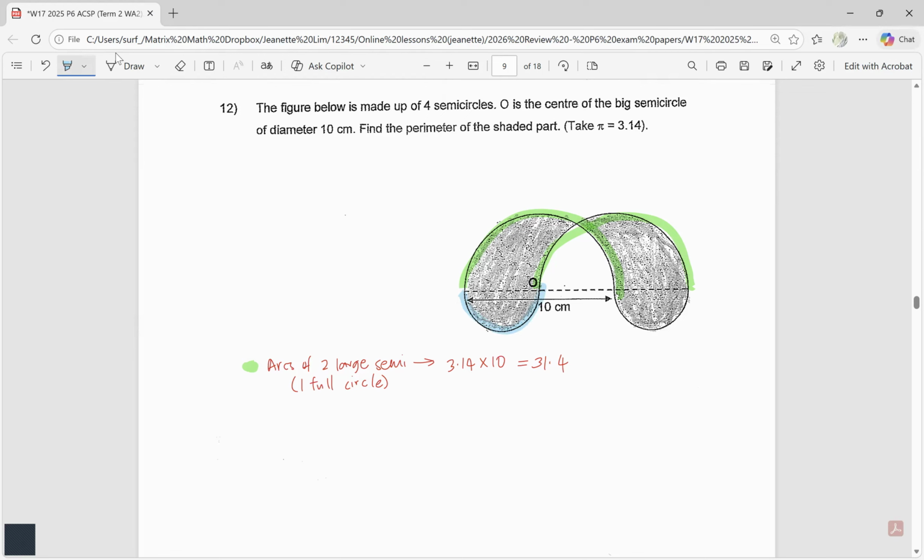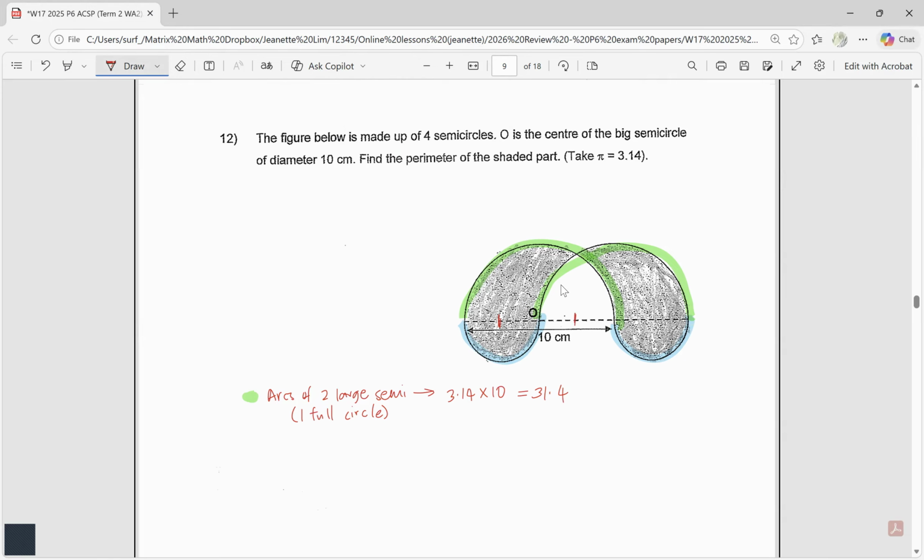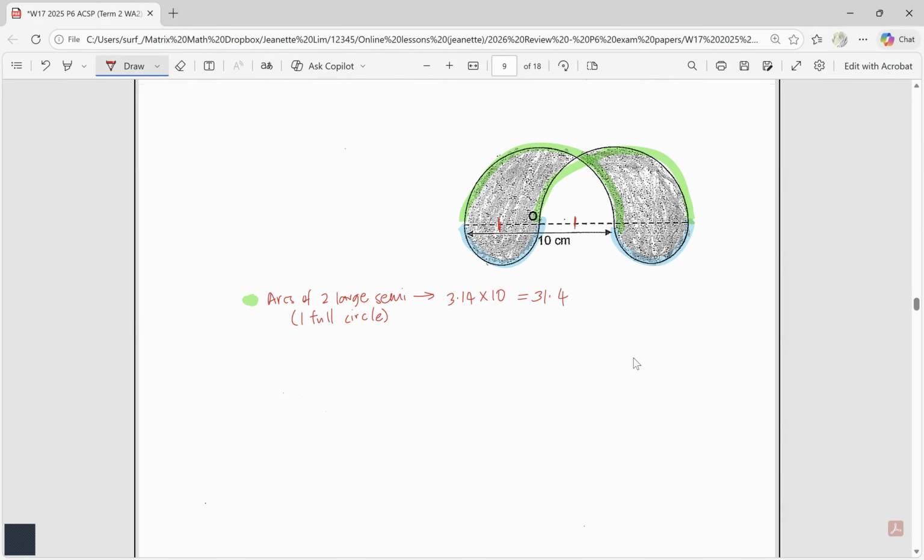Now you want the smaller semicircle next, which has a different diameter. So let's find the diameter first. If O is the center, means that this part here is the same as this part here, right? So they are equal, which means that the diameter would be 10 divided by 2. So diameter of the smaller semicircle is half of 10. So 10 divided by 2.